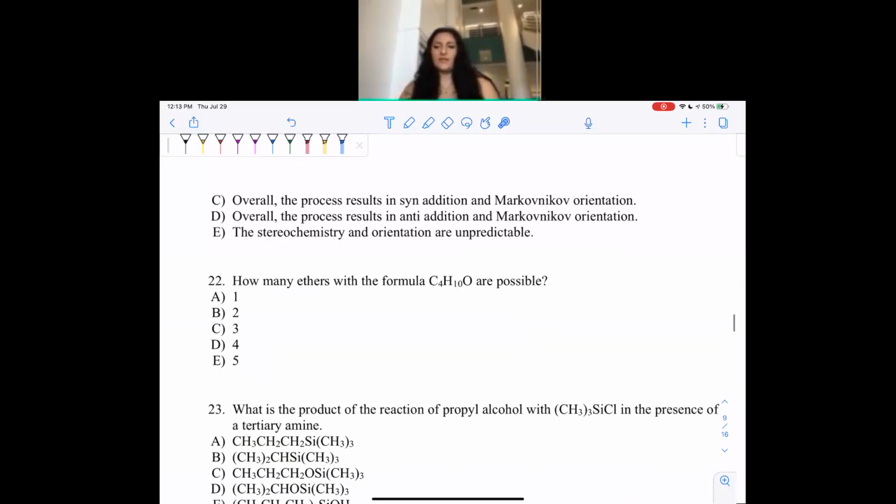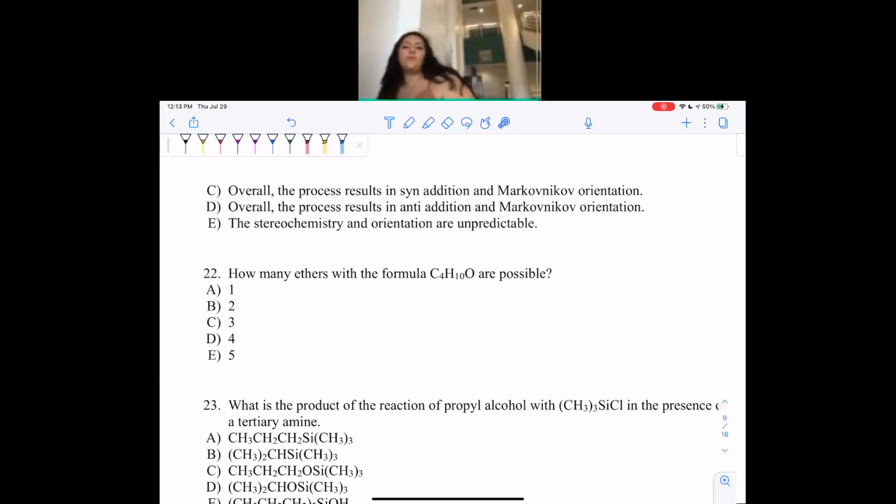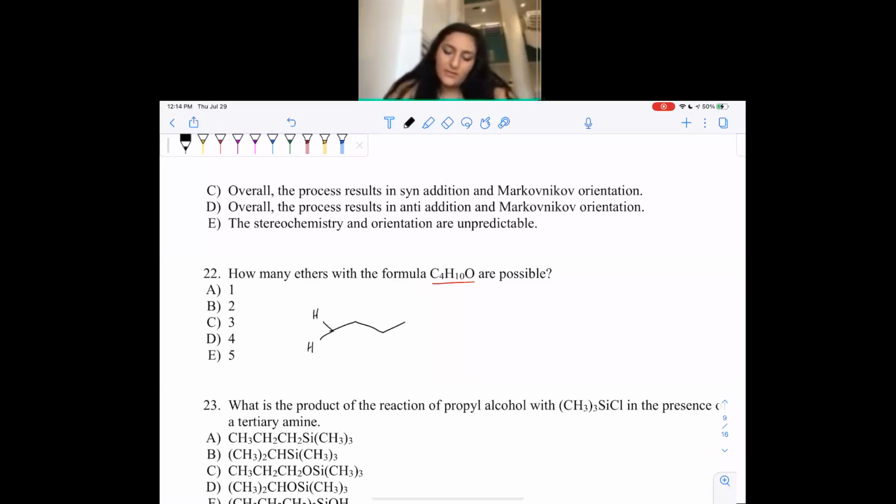Okay, let's do one like this. How many ethers with the formula are possible, right? A lot of students ask me, is there a formula for this? Is there an easy way to do this? Unfortunately, you do have to draw them all out, but it's not that terrible because we only have 4 carbons. And so we can have 4 carbons, plus an OH.